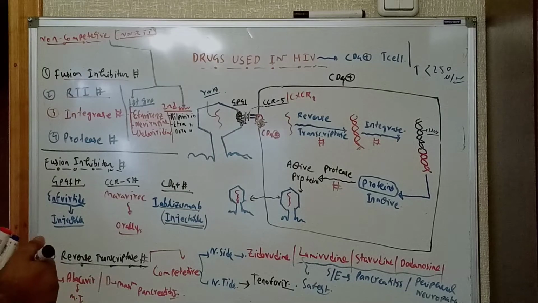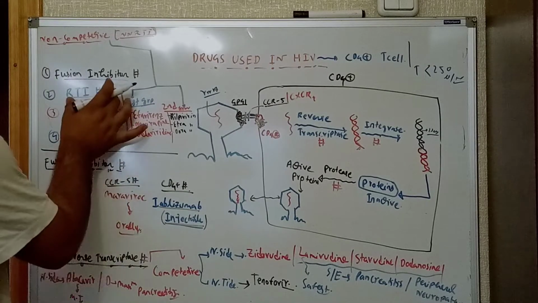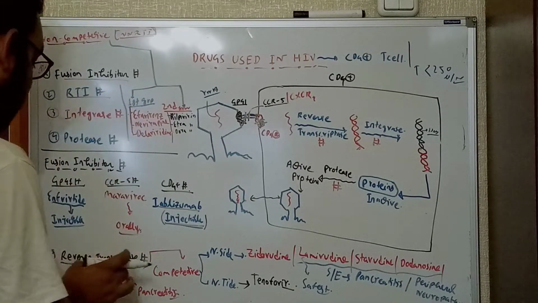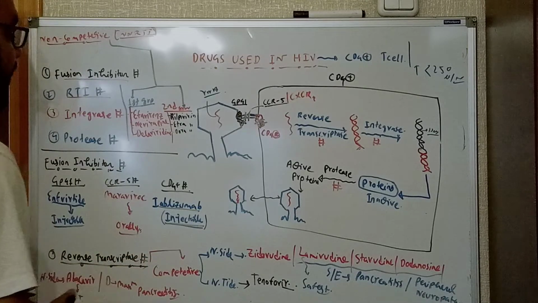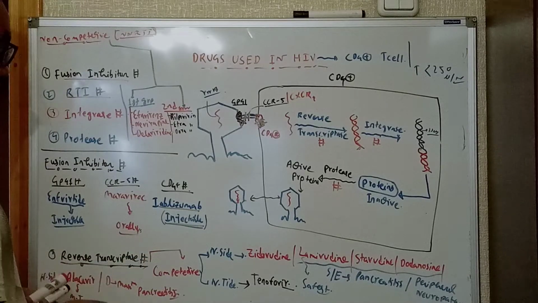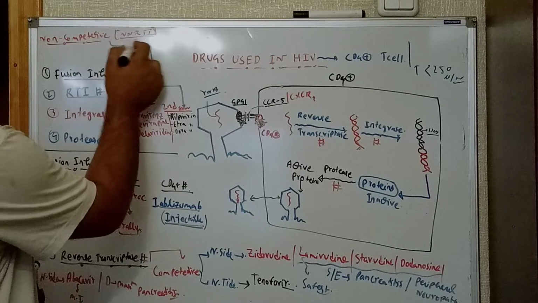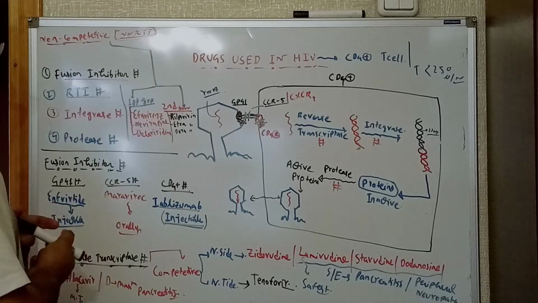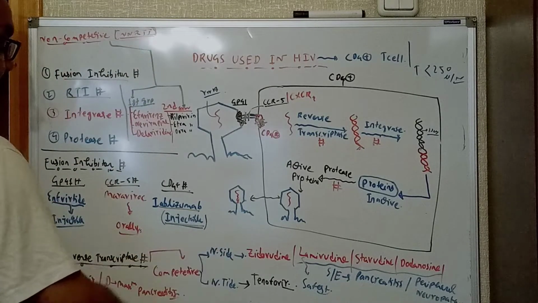Now the second group of drugs inhibits the reverse transcriptase enzyme. If you want to inhibit the reverse transcriptase enzyme, we can inhibit it in two ways: one is competitive, another is non-competitive. I have written it over here. Within the competitive, we get two types: one is nucleoside, one is nucleotide.